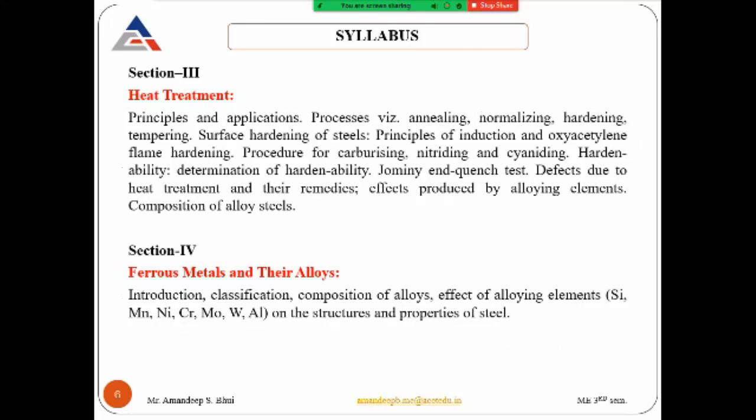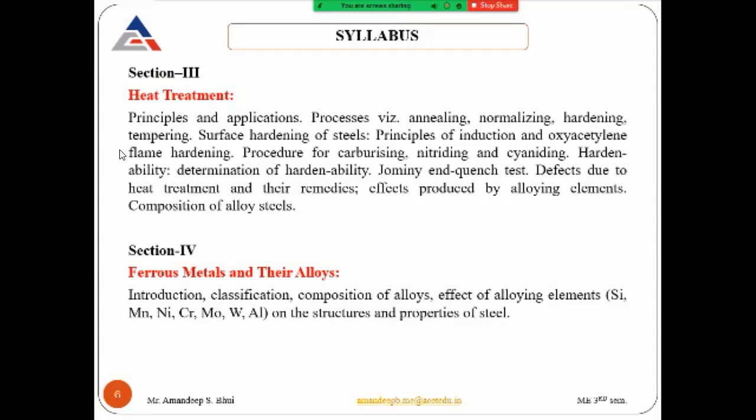Next, your third chapter is heat treatment. In heat treatment, we will study the various heat treatment processes: annealing, normalizing, hardening, tempering, and surface hardening of steel. Then we will study carburizing, nitriding, and cyaniding. What is hardenability? How to determine the hardenability of a material, what is end quenching, the Jominy apparatus, defects due to heat treatment, and what remedies we can take into consideration during heat treatment. So this is your chapter number 3.